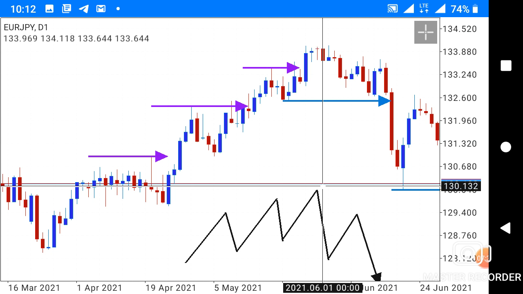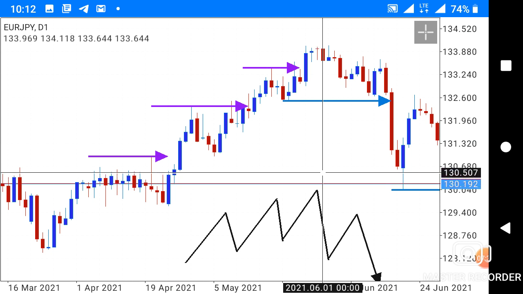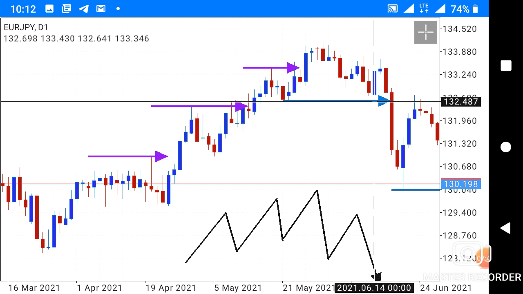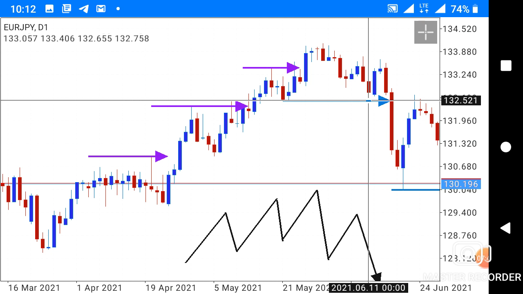It broke the low to the downside and created a new low, which is known as a lower low. Take a look at the arrow. Why is this one called a lower low? It's because it is lower than this low. Immediately this break of structure here happens. This is a break of structure.